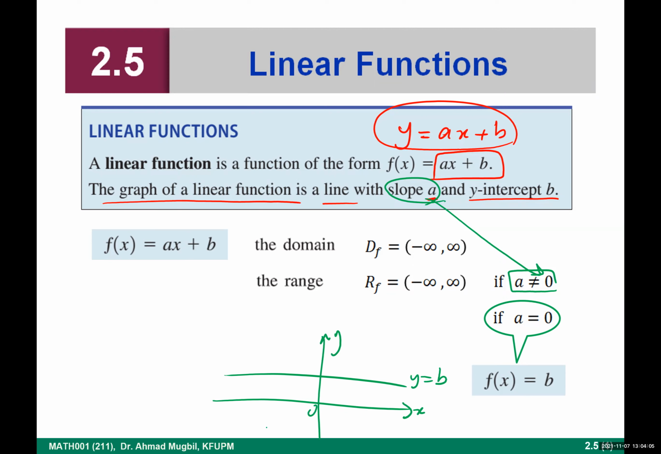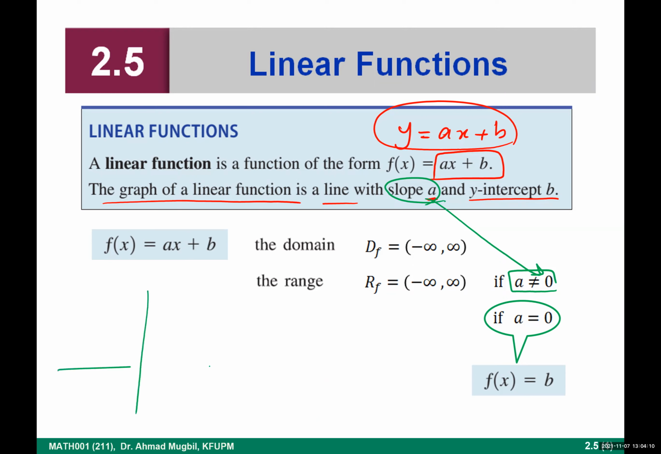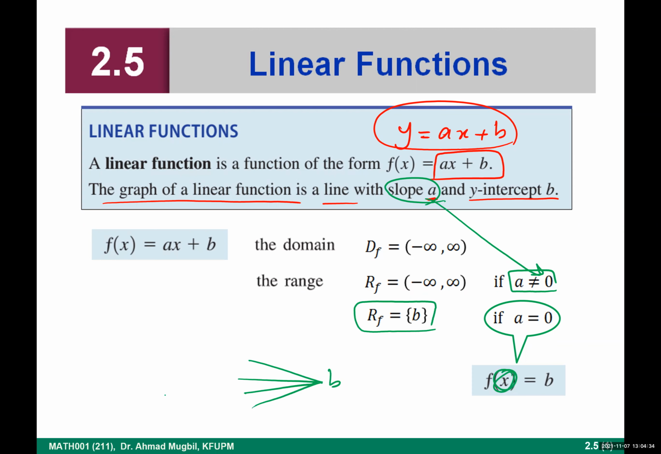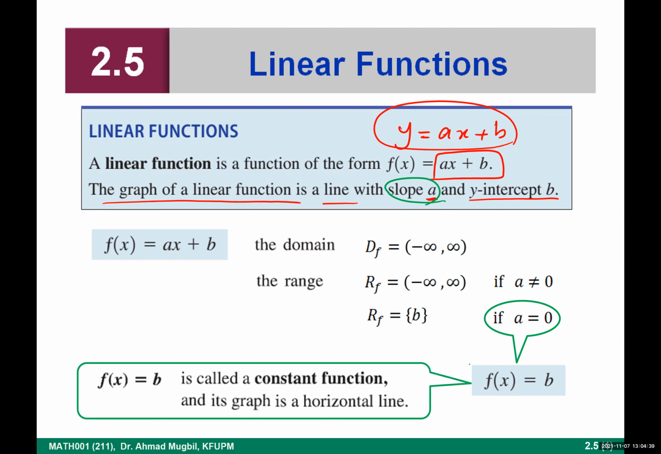So if a doesn't equal 0, the range is all the real numbers, because if you draw a line, y goes from negative infinity to infinity, and this is not new. We have mentioned this before. In the other case, the range will be a single point. For any x, whatever x is, y is b. So all the outputs are just one point, which is b. This kind of function we call a constant function, and its graph is a horizontal line.